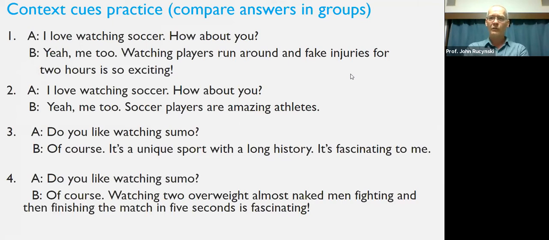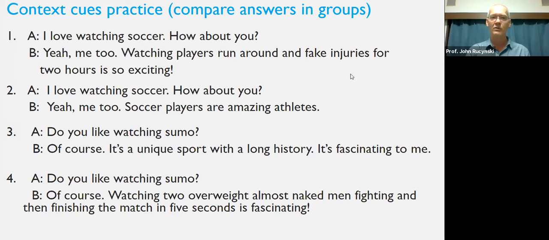Okay, you could also just break it down as context cues. So if they have a script, sometimes the words don't make sense. So compare two dialogues. Number one: I love watching soccer. How about you? Yeah, me too. Watching players run around and fake injuries for 2 hours is so exciting. But two: yeah, me too. Soccer players are amazing athletes. So the learners should identify that number one is sarcasm.